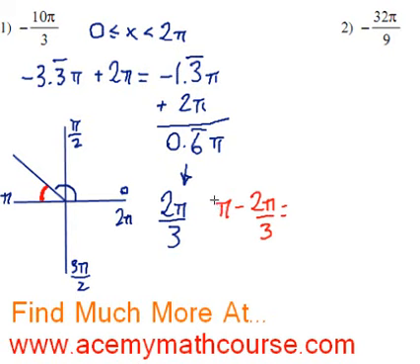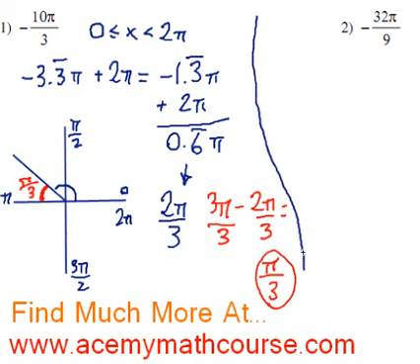So let's do that. Pi minus 2 pi over 3, I can find a common denominator of 3. So I multiplied pi by 3 over 3. And 3 pi minus 2 pi is just pi all over 3. So that's pi over 3. That's our reference angle. Now, let's do the same thing for negative 32 pi over 9. Okay, so 32 over 9, what fraction is that? If I were to convert it to just a decimal, that's 3.5 repeater.